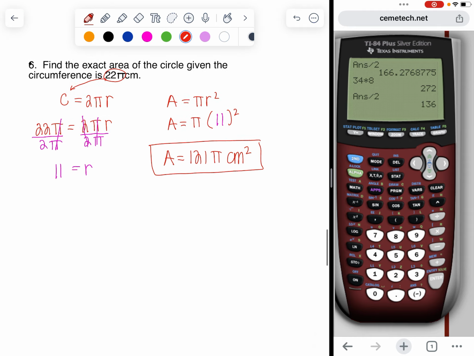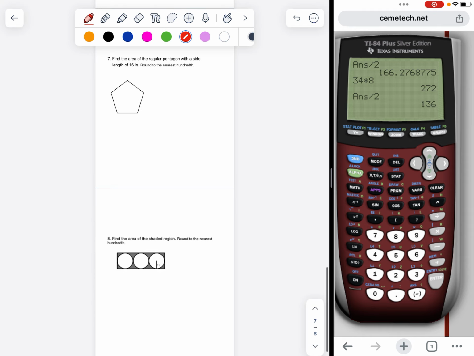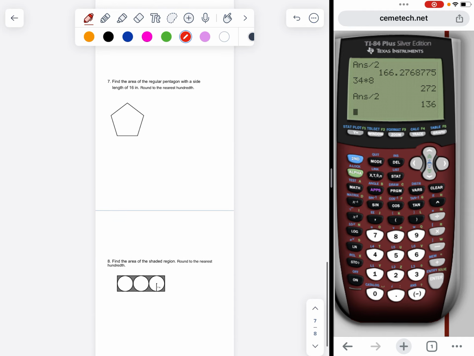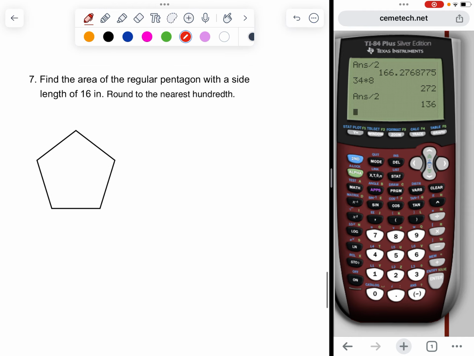See that? All right, we have another pentagon here, and then we have a composite figure, a shaded region. Find the area of the regular pentagon with a side length of 16. Round your answer to the nearest hundredth.